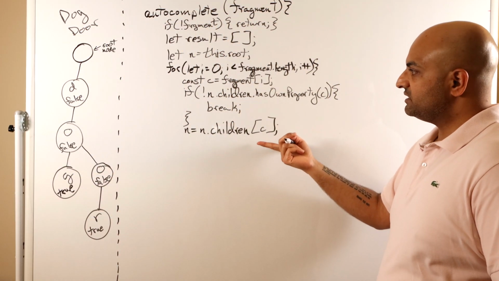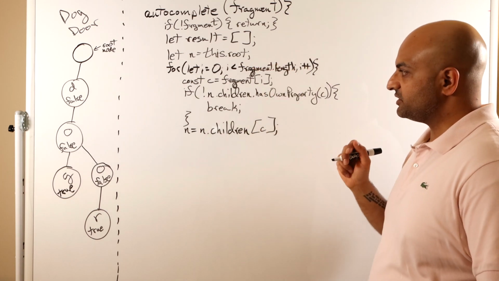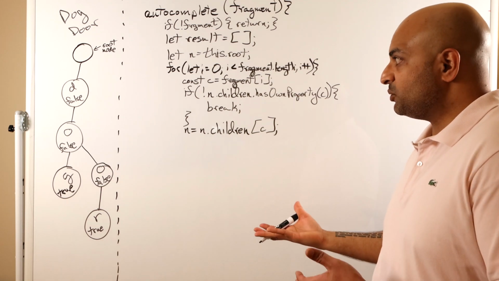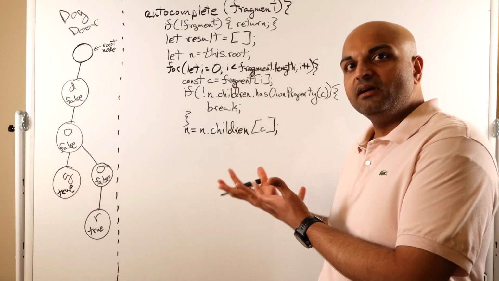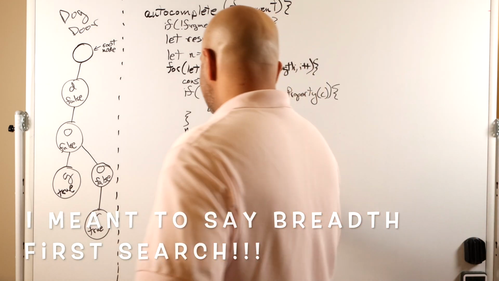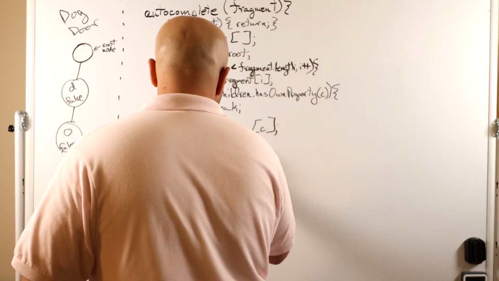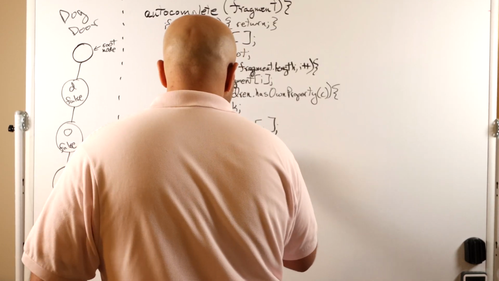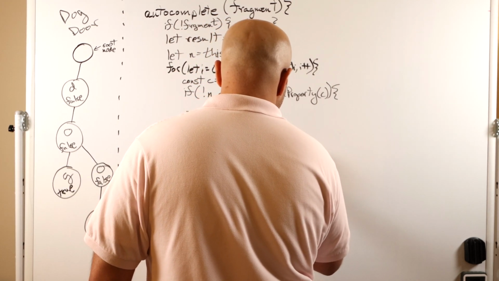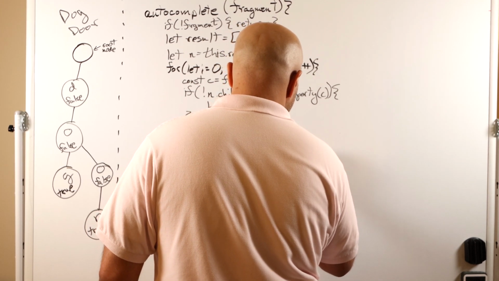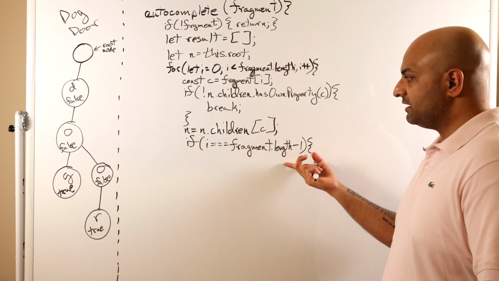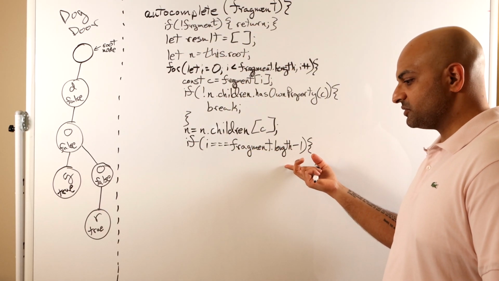Now what we want to do is, before we go up to the next iteration, we want to go ahead and see if we've actually gotten to the last letter, because at this point, if we've gotten to the last letter in our fragment, we can start doing our depth first search, because there won't be another iteration through the for loop. So we'll say if i equals fragment.length minus 1, that means we've hit the very end of our word, and we can start doing our depth first search.